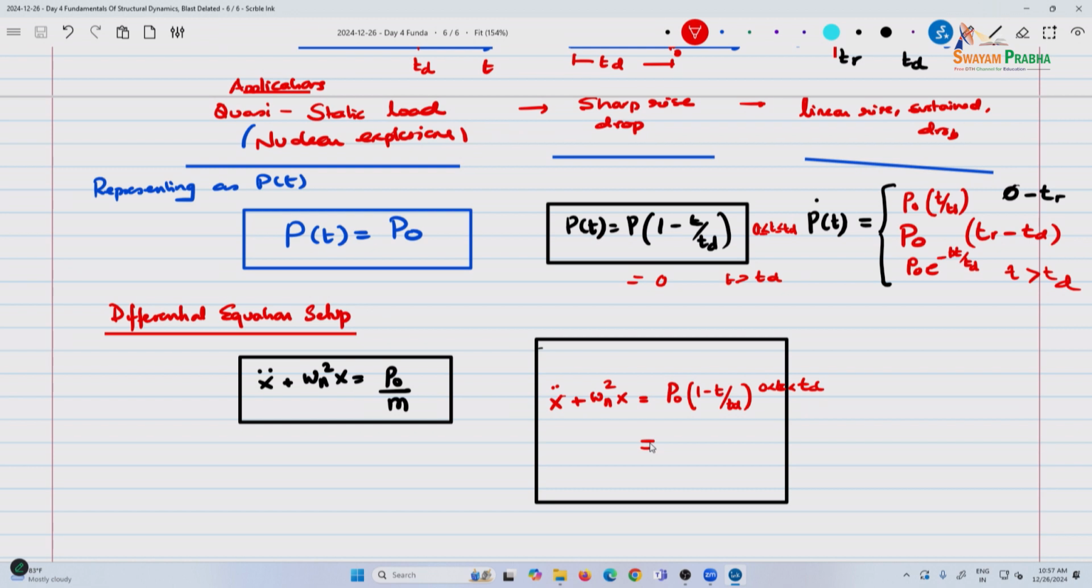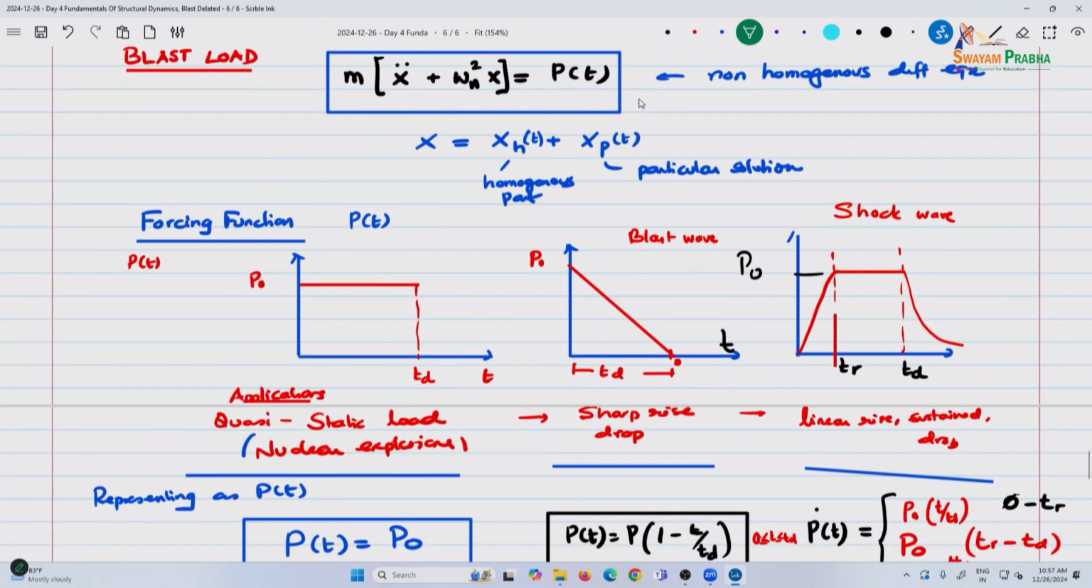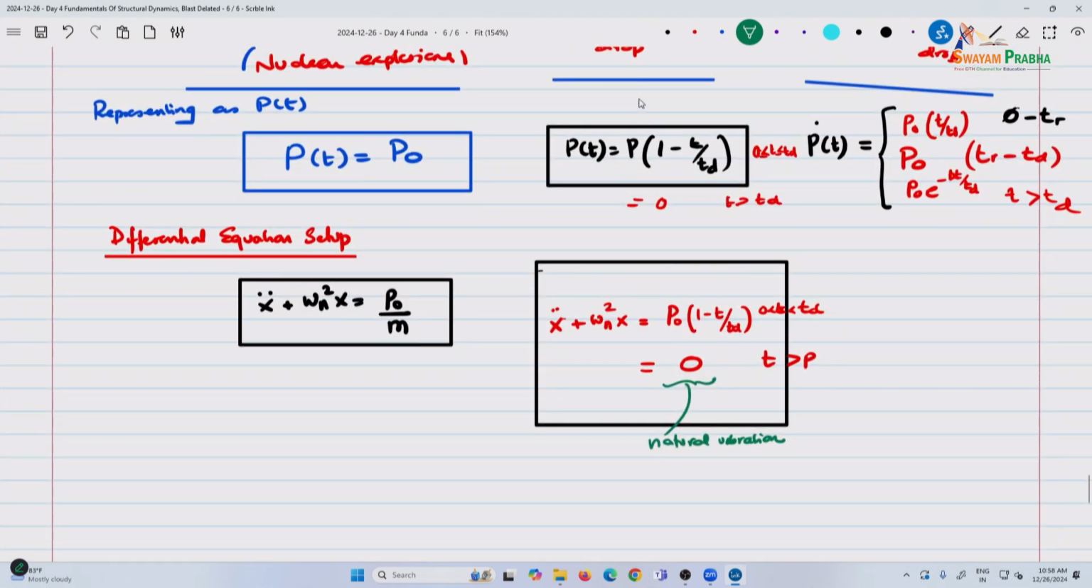Okay, that's definitely a point. So, this is 0 for t greater than td. So, what Amit is saying is this is natural vibration. One more aspect. Is this natural vibration? Maybe let you answer first and then I will give you a clue if you're not able to. One more aspect to it. You'll stay here till you answer.